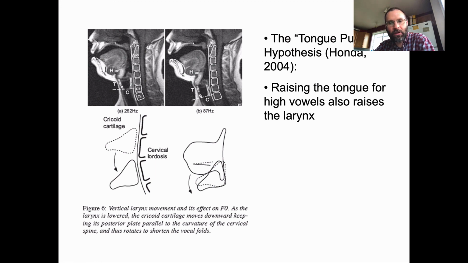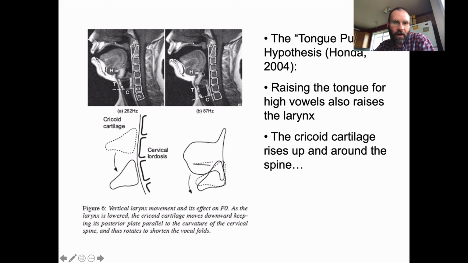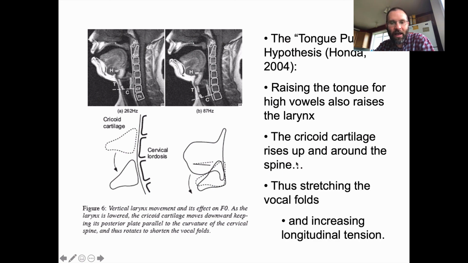So the idea is that when you raise your tongue for high vowels, it's going to raise your larynx around this bend, and the cricoid cartilage itself will rise up around the spine, and that's going to stretch out the vocal folds and increase longitudinal tension, passively, basically. So when they're stretched out like they are here in the dashed line representation, that's the only way you can stretch them to get around that bend. And they're going to have a higher F0 by default, even if you're targeting basically the same tone or pitch in your mind.